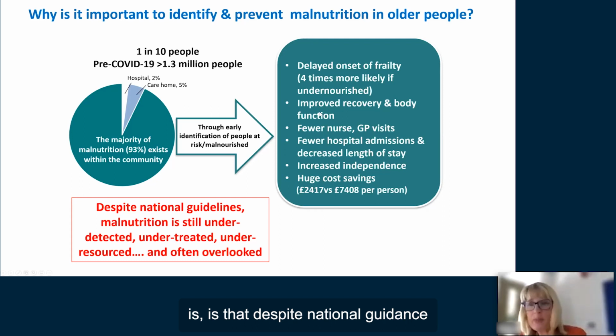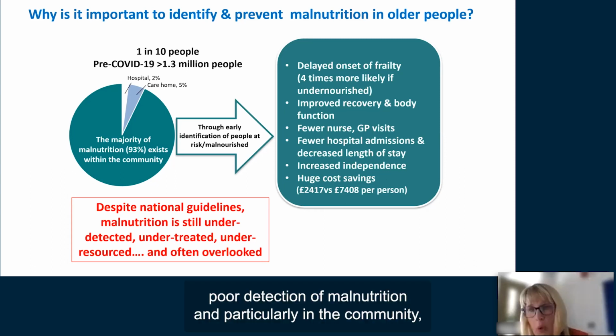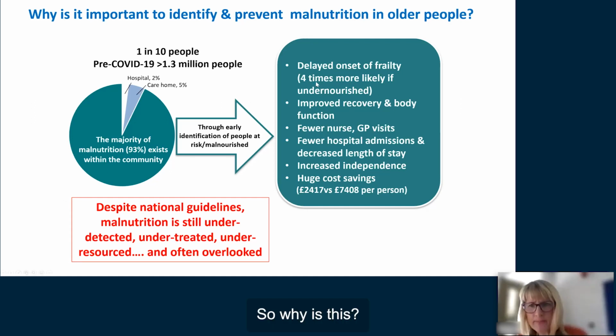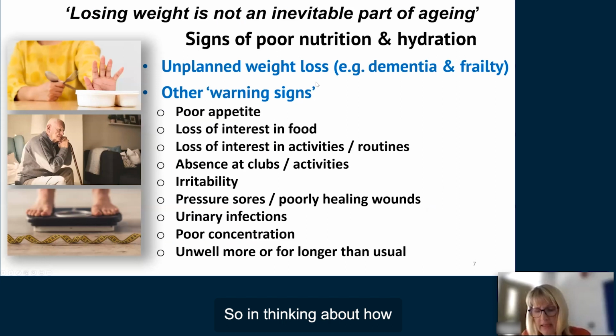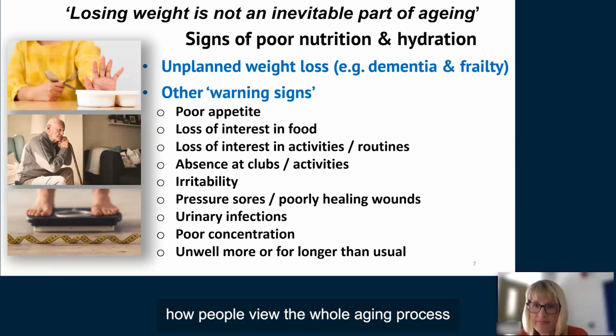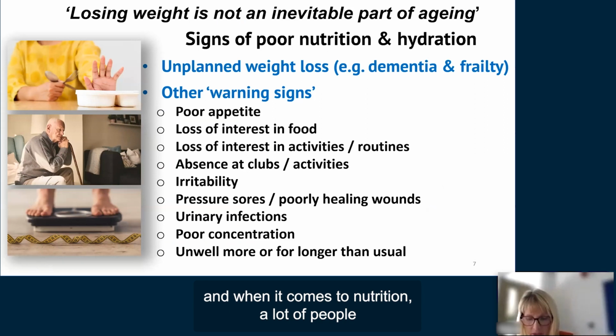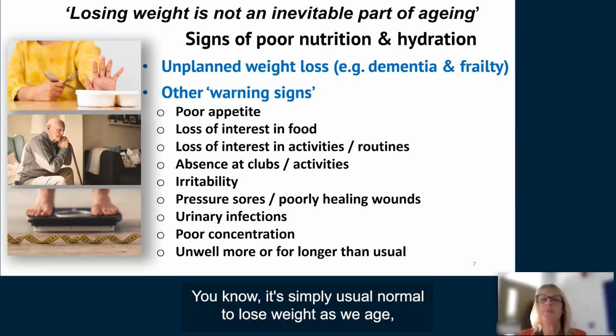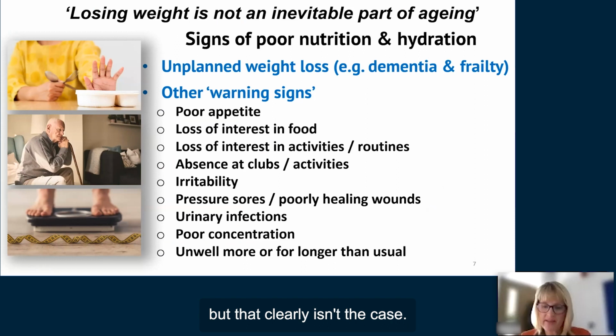The problem is that despite national guidance, we still have poor detection of malnutrition, and particularly in the community, it remains under-detected, under-resourced, and often overlooked. So why is this? In thinking about how people view the whole aging process, when it comes to nutrition, a lot of people perhaps assume that losing weight is an inevitable part of aging. It's simply normal to lose weight as we age, but that clearly isn't the case.